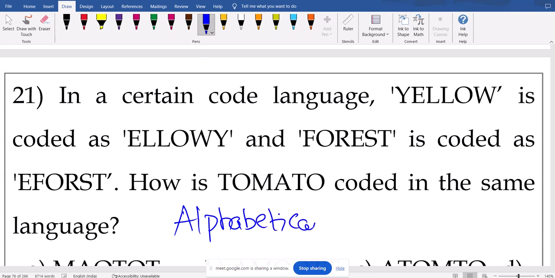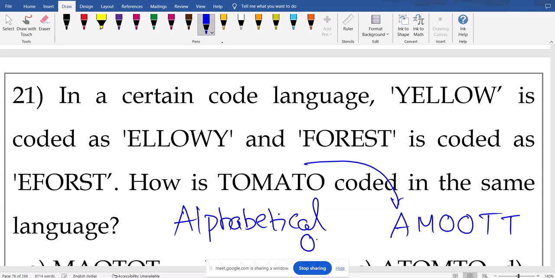In tomato, what is the alphabetical order? A, then M, then O, and finally end with T. Same letters, but in alphabetical order. We need to keep them in alphabetical order. Forest also you can check: the same letters kept as E, F, O, R, S, T. But they have given one more next-level logic here.